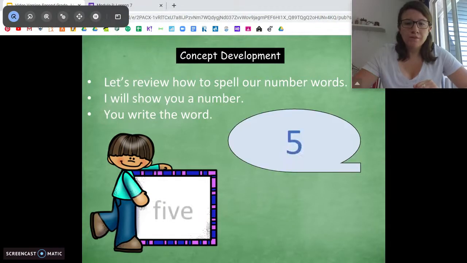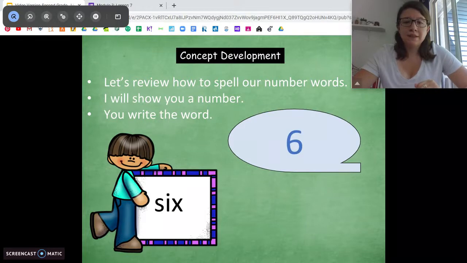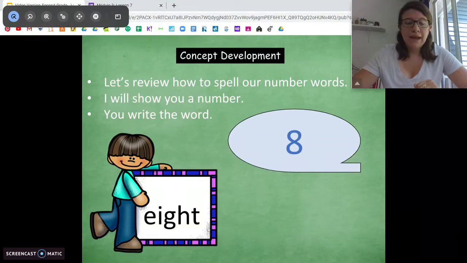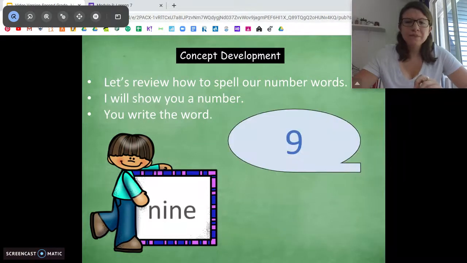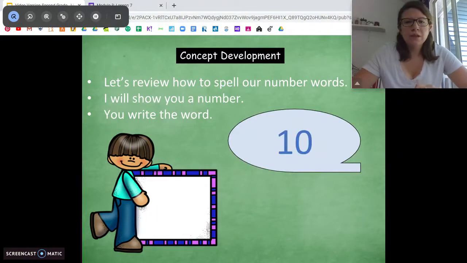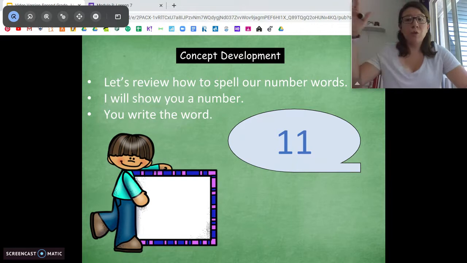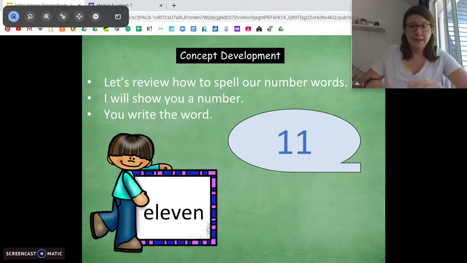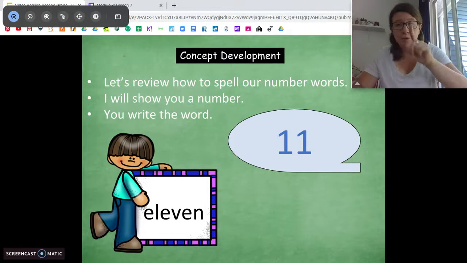4, 5, 6, 7, 8, this is a tricky word. Make sure you spelled that right. 9, 10. Now I want you to write numbers 11 through 20 in number word form. 11 through 20. Pause the video, do that now.